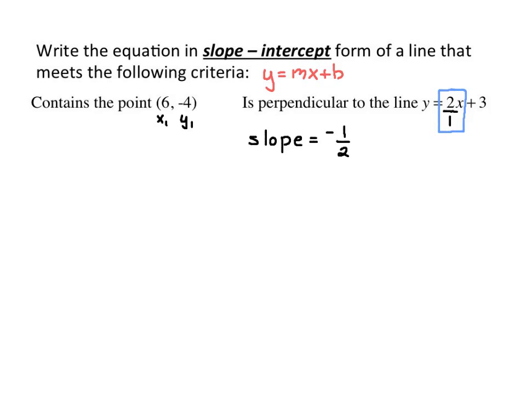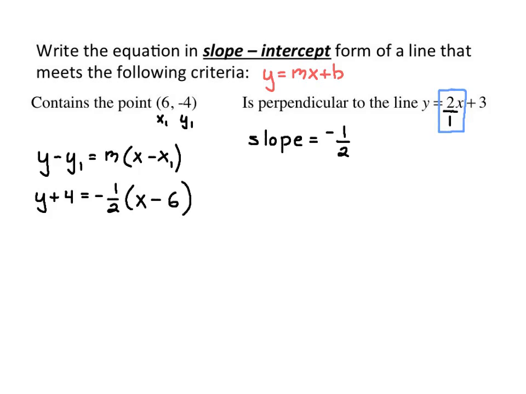So now that we have the slope and the point, we can simply plug this into our slope point form. Y minus y1 equals m times x minus x1. And so plugging in, our y1 is a negative 4, so subtracting a negative 4 gives us y plus 4. Our slope, which is the opposite reciprocal of 2 over 1, is negative 1 over 2 times x, and then minus 6 for our x1 value.